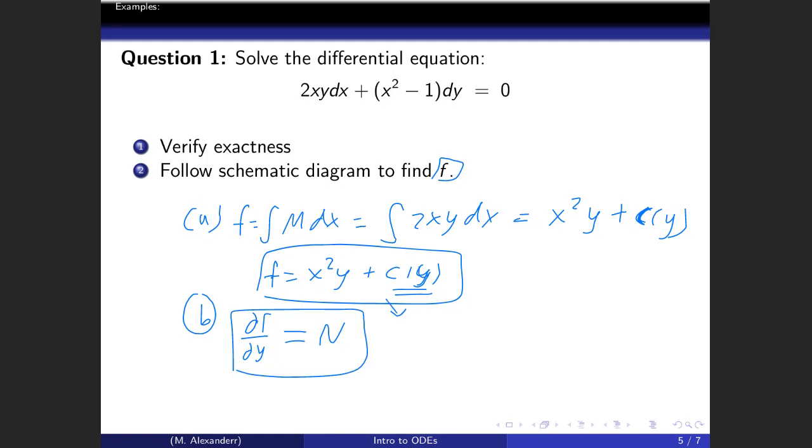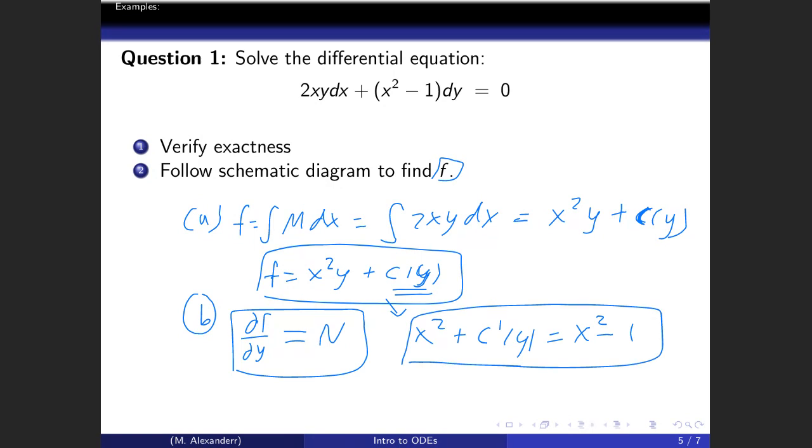And so differentiate the function f with respect to the y variable, then this is going to be x squared plus c prime of y. This is going to be made equal to the n formula. So this is x squared minus 1. So notice that this is just using step number B. All right, so now we need to figure out the c. Okay, so the x squares can go away, and so c prime of y is equal to -1.